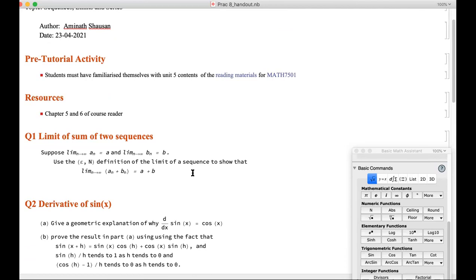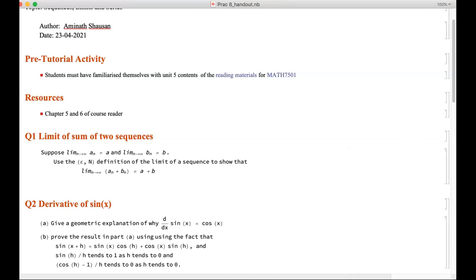Question 1 is about the limit of the sum of two sequences. Suppose you are given the sequences, limit of a_n is a and limit of b_n is b as n tends to infinity. Use the epsilon-N definition of the limit of a sequence to show that the limit of the sum is the sum of the limits. Okay.